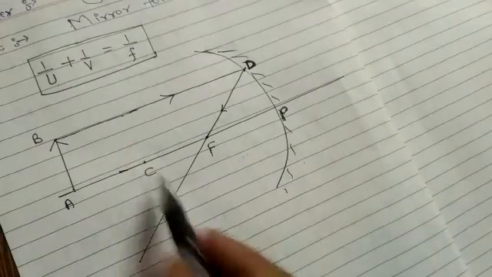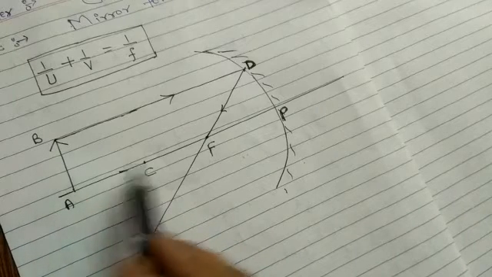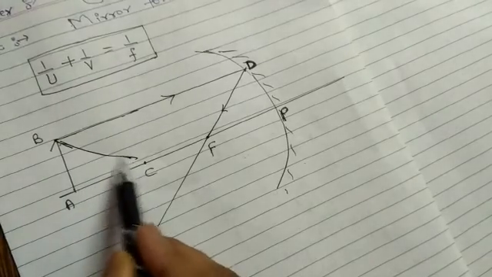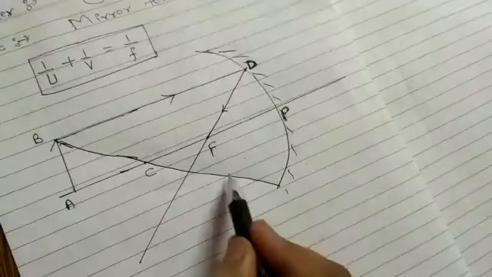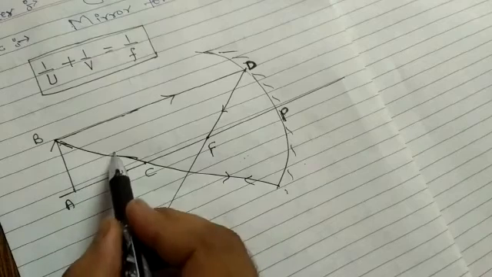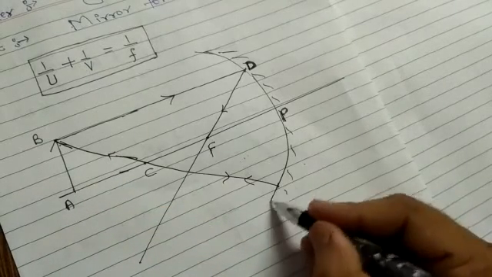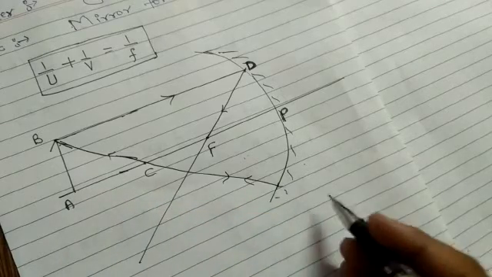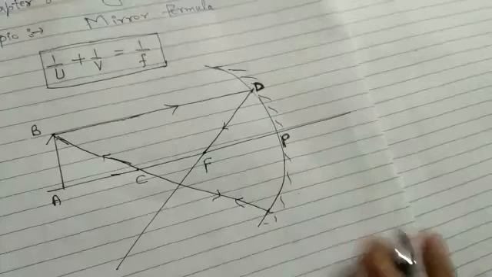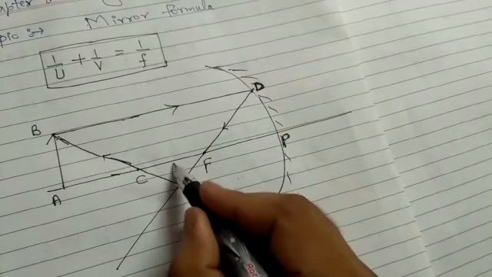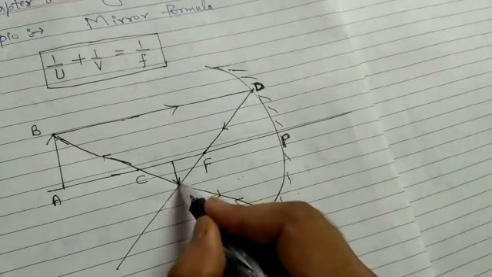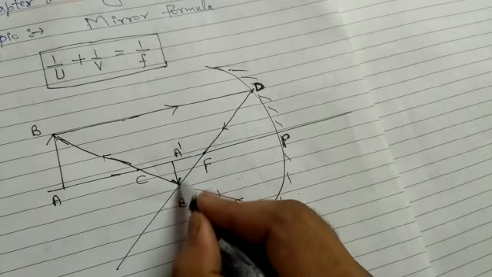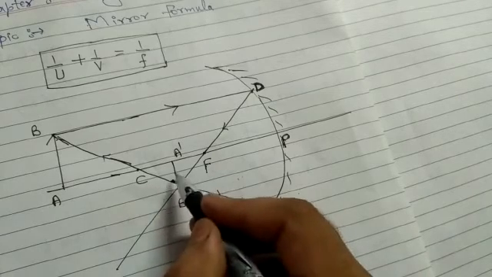Likewise, let another ray coming from the object pass through C. It goes this way, strikes here and returns back. Any ray of light passing through C retraces its path. When these two reflected rays intersect, at this point the image is formed. So the image A dash B dash is formed, and it is a small, real, inverted image.